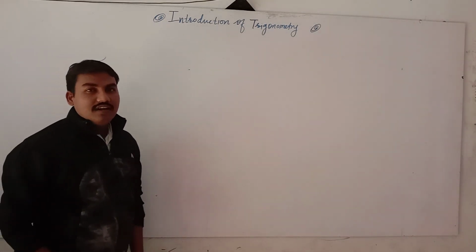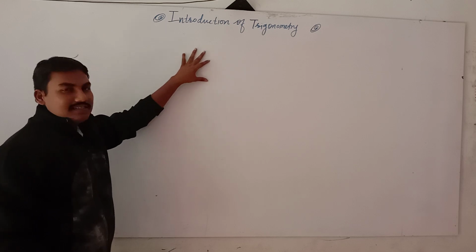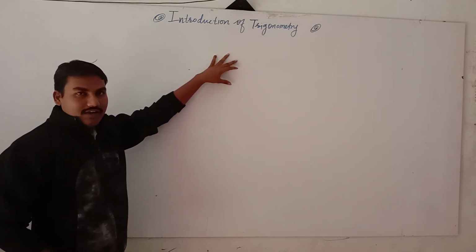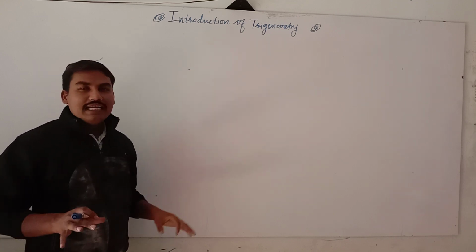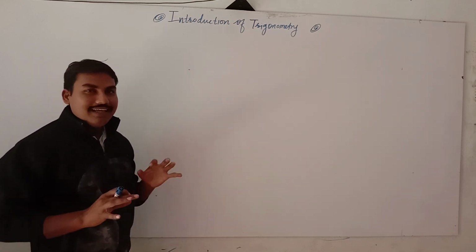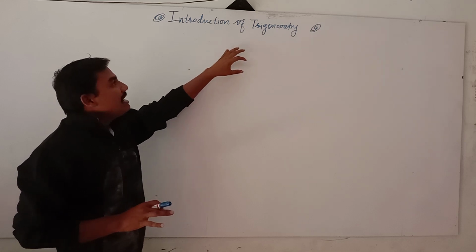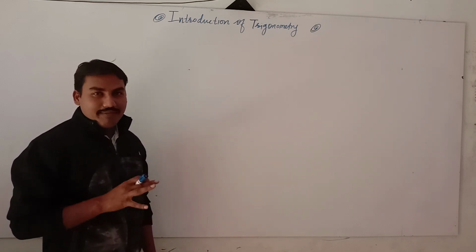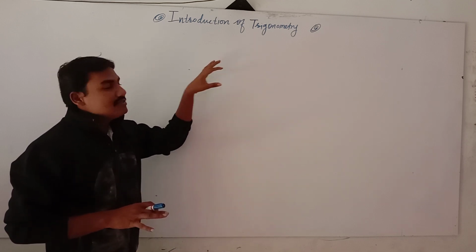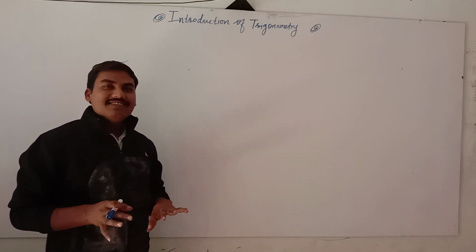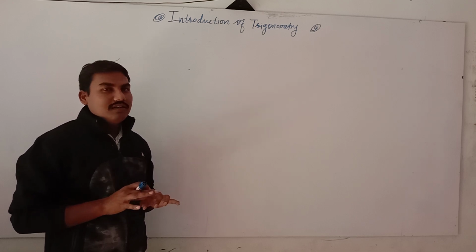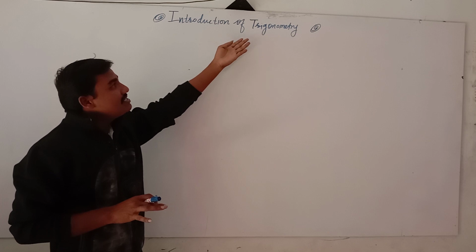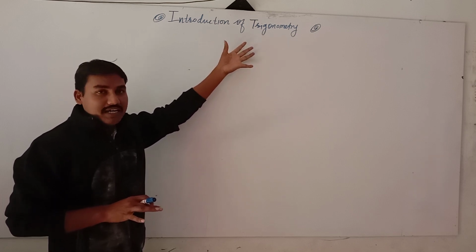Good morning, students. Now we have to see our next lesson in mathematics, that is the introduction of trigonometry. The word trigonometry is new for you. Trigonometry is one of the branches of mathematics which deals with the study of the relationship between the angles and the sides of a triangle, in a right angle triangle. This is the simple definition of trigonometry.